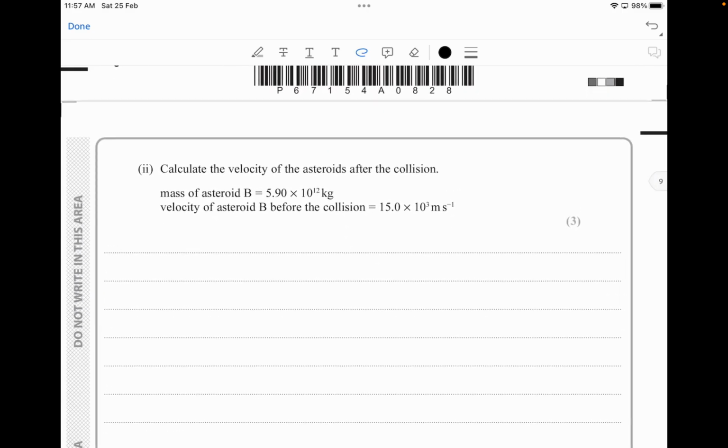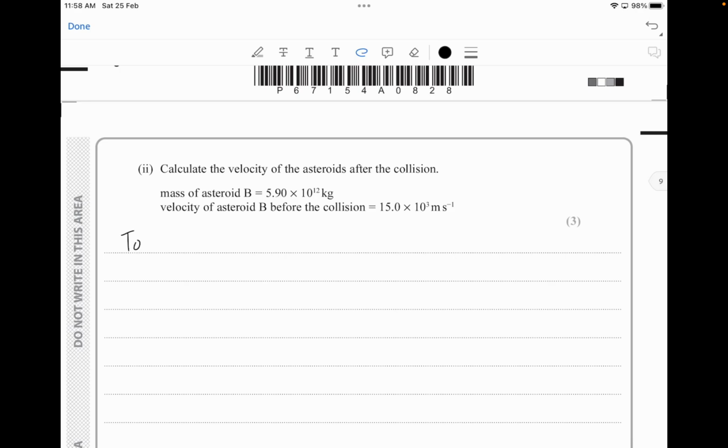Calculate the velocity of the asteroids after the collision. The mass of asteroid B was that, and the velocity of asteroid B before the collision was that. For this one, I would like you to use the concept of conservation of momentum. We know that momentum is conserved as long as no external force acts on it.